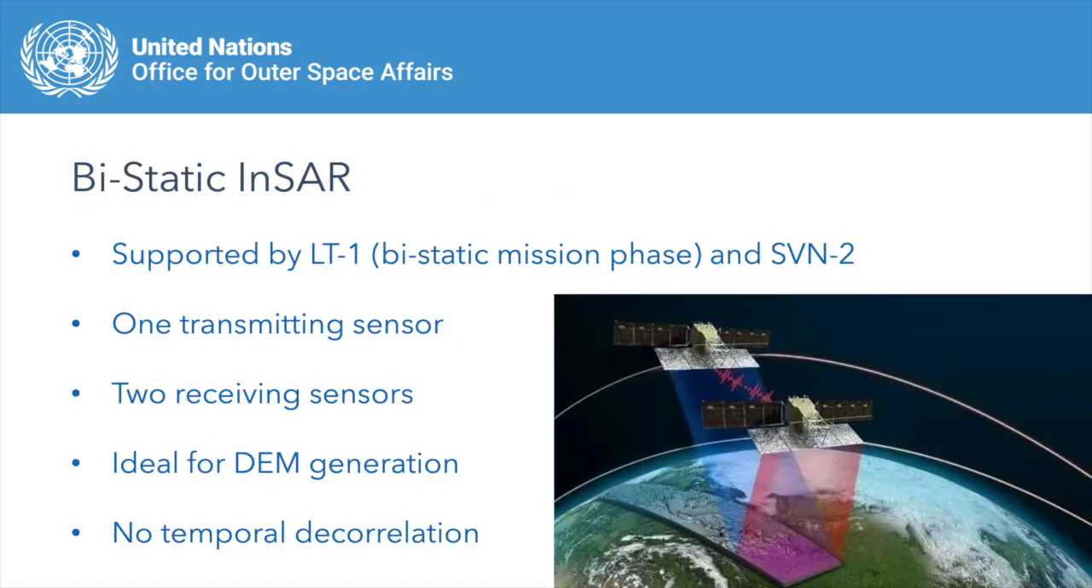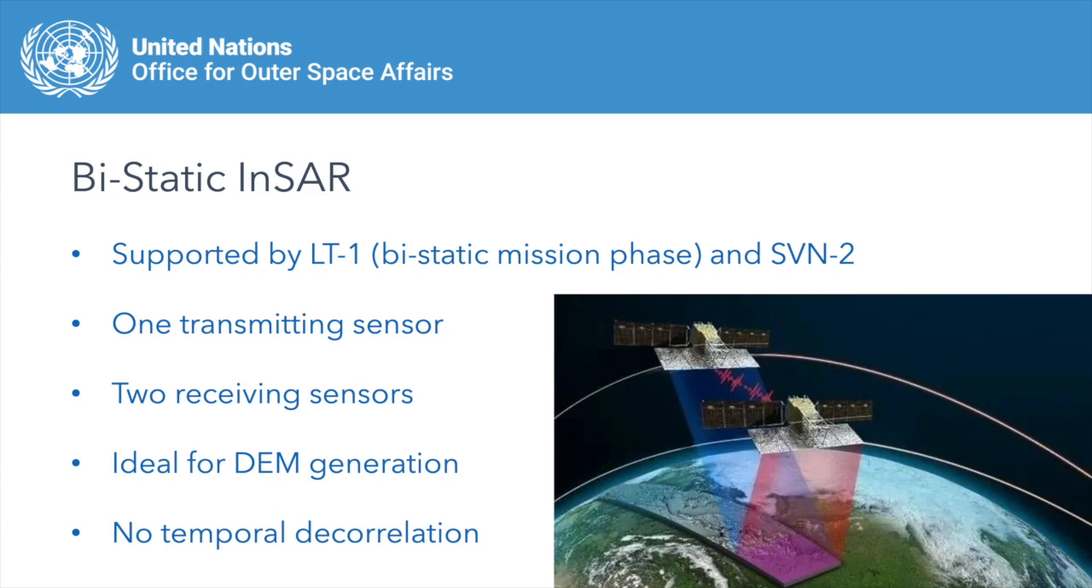For bistatic InSAR, which is, for example, supported by Wuhan 1, which had a bistatic mission phase, or also for SuperView Neo 2, which is in a bistatic mission phase, what we have is one transmitting sensor and then two receiving sensors. The transmitting sensor is also receiving, and then we have a second sensor also receiving. So we get both interferometric images at the same time.